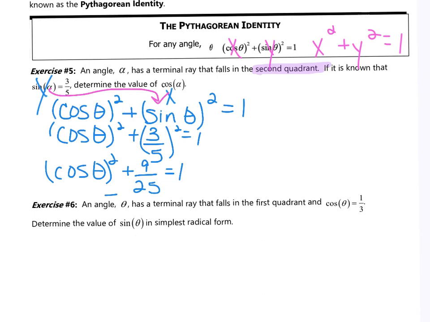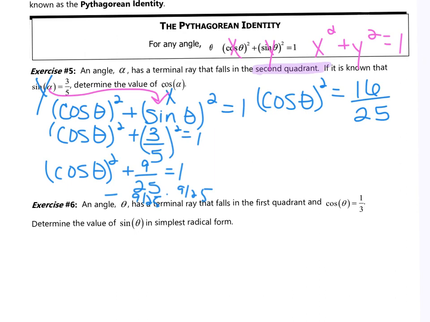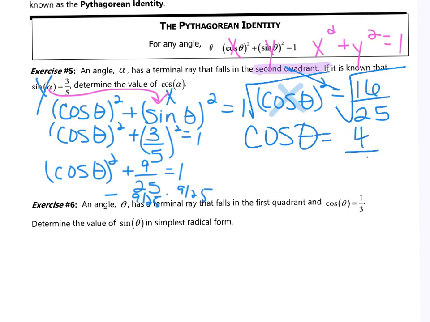And I'm going to subtract the 9/25 from both sides. So I have the cosine of theta squared equals 16/25. And do that on a calculator if you need to. Now, if I'm treating the cosine of theta like an x, I basically have x squared equals 16/25. So all I need to do at this point is take the square root of both sides. So the square root cancels the squared. So the cosine of theta equals, now you can write plus or minus 4/5.